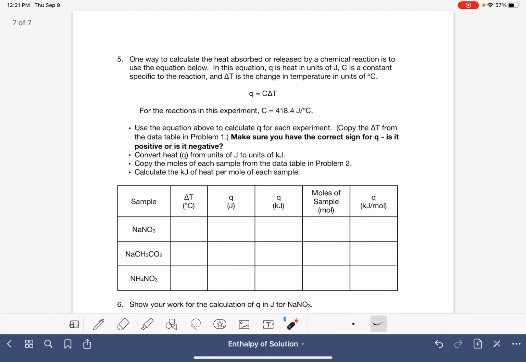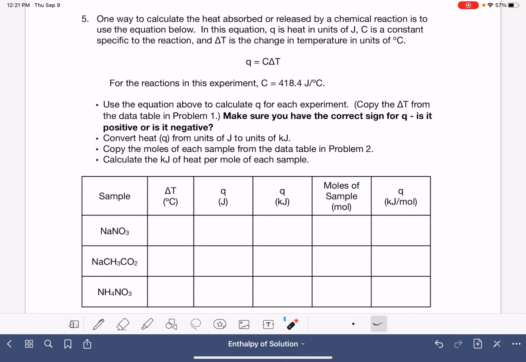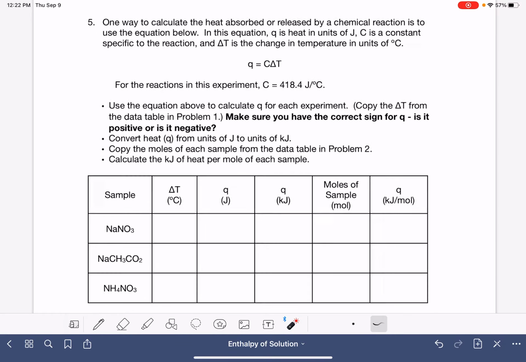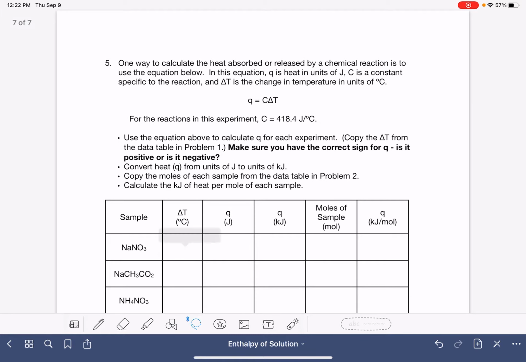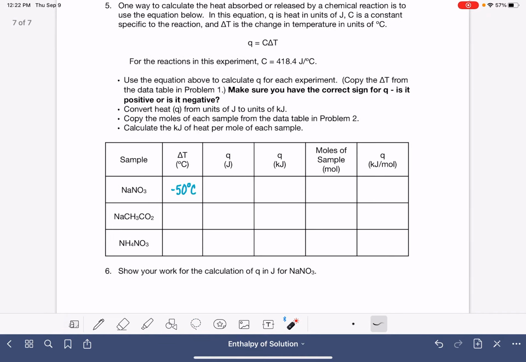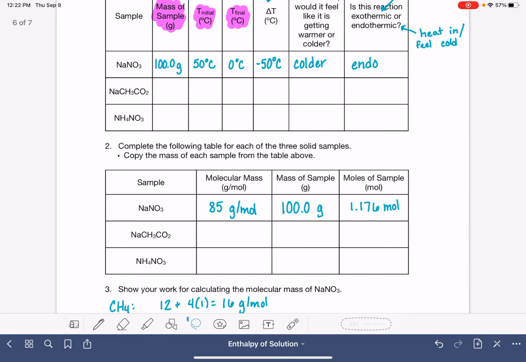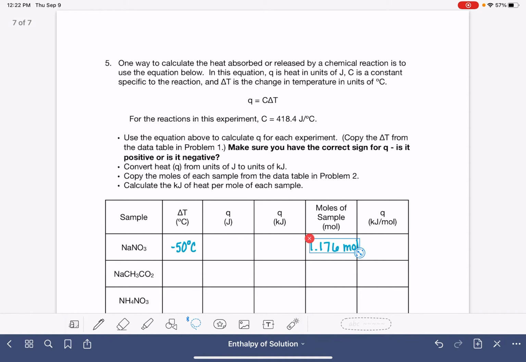So then we are going to move on to the next data table, and some of this is going to be information that we have copied from data tables number 1 and 2. First of all, the delta T, the change in temperature, is what we calculated right here. I'm just going to copy it and paste it over here. And then also the moles of the sample, that's what we just calculated. So I'm going to copy my moles of my sample and paste that over here.